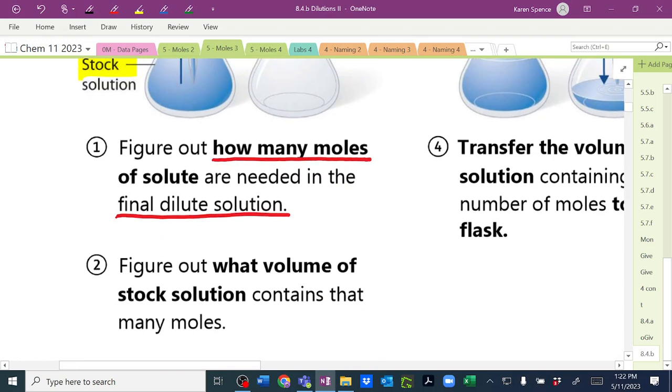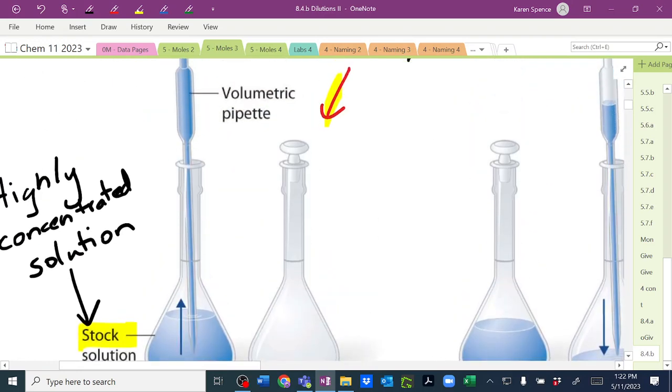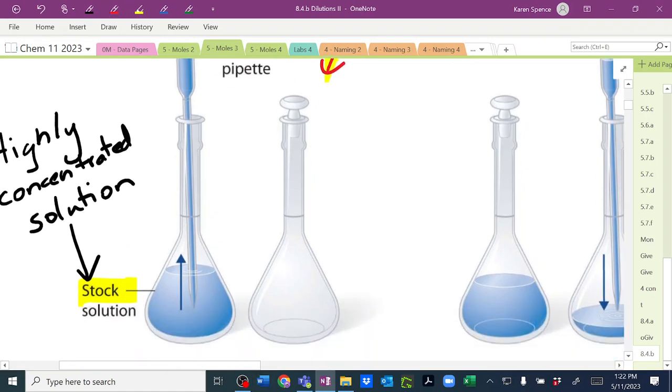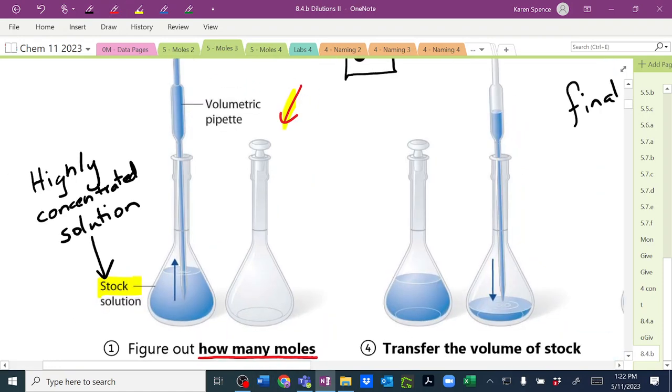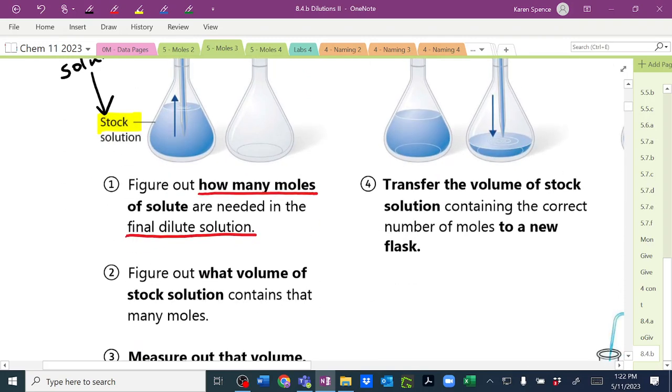Now the question becomes, how much of this original stock solution do I need to get that many moles? What volume of that stock solution contains that same number of moles? Because remember, moles before are equal to moles after. And these two steps here are going to be the math steps.